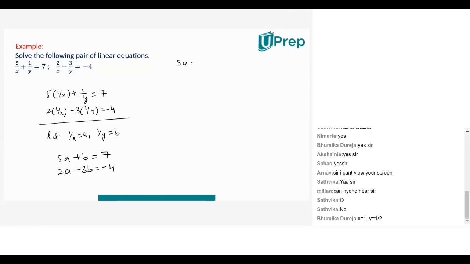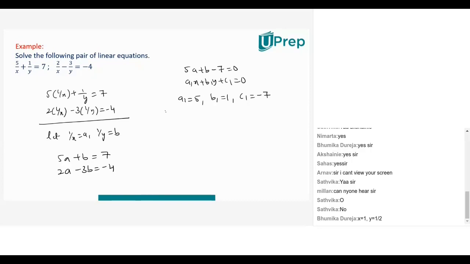If you compare 5a plus b equal to 7 with a1x plus b1y equal to c1, or rather, do one thing. Let's not get confused with this. I can write that one as 5a plus b minus 7 equal to 0 if I take it on the LHS. I'll compare this with a1x plus b1y plus c1 equal to 0. In the above equation, a and b are the variables. In the below equation, x and y are the variables. So if you compare, your a1 is 5, b1 is 1, your c1 is minus 7.